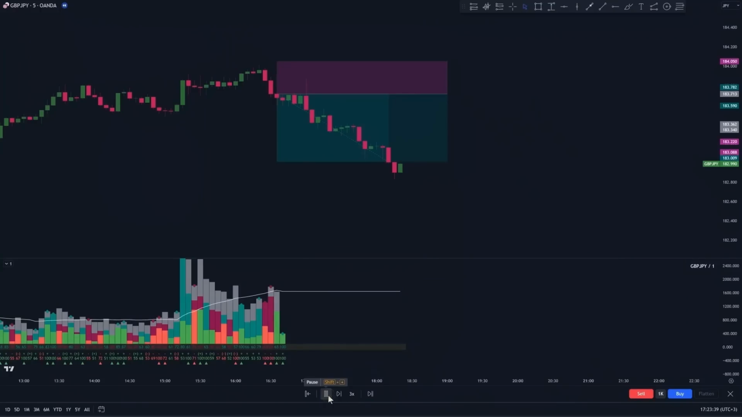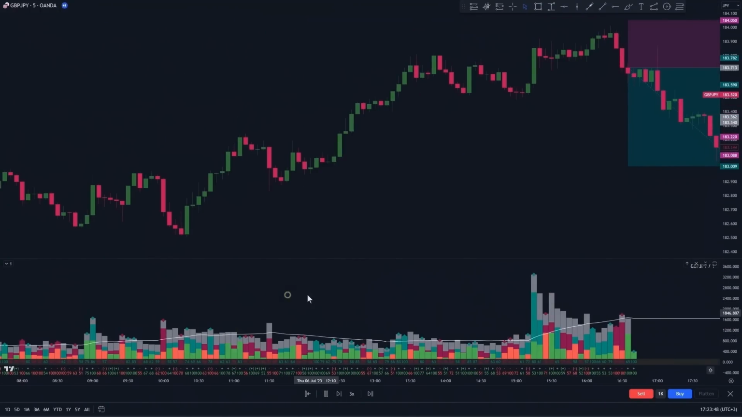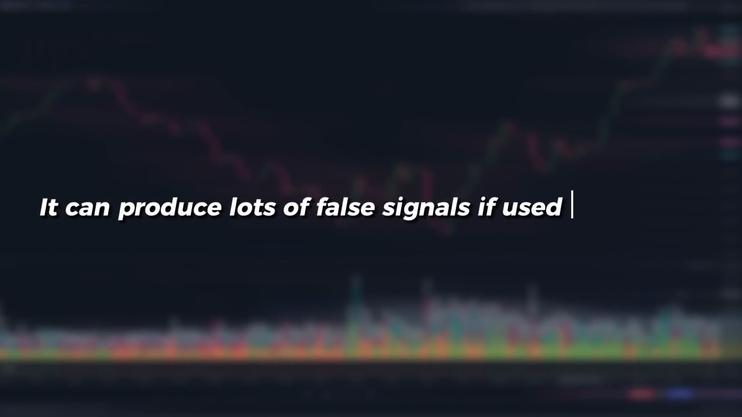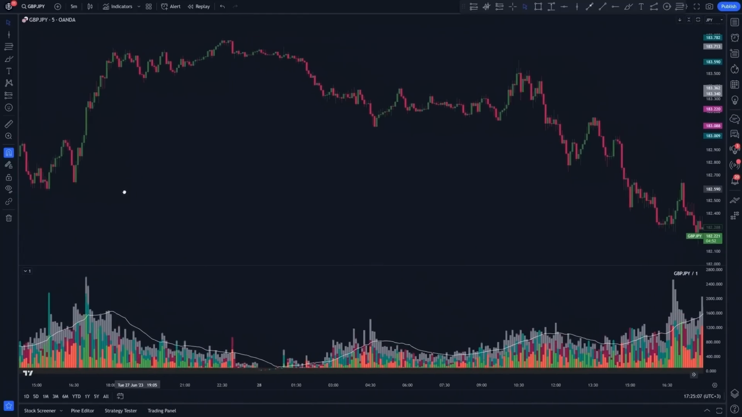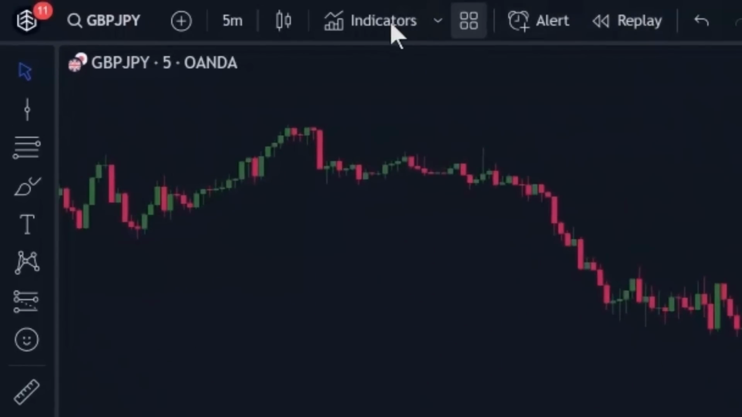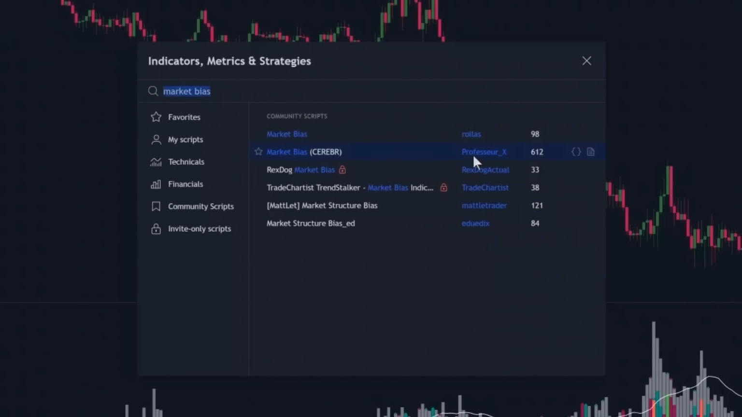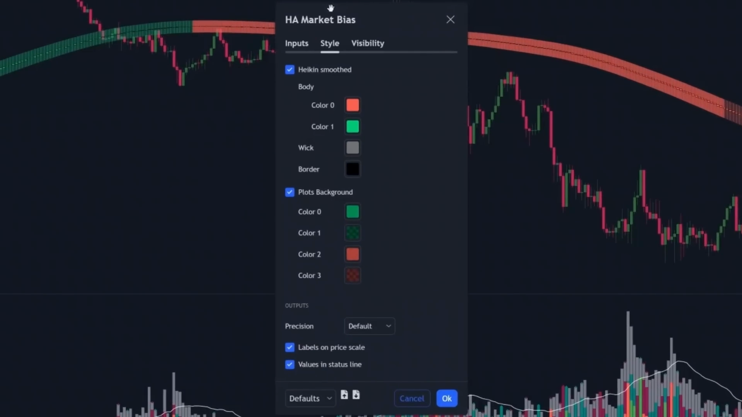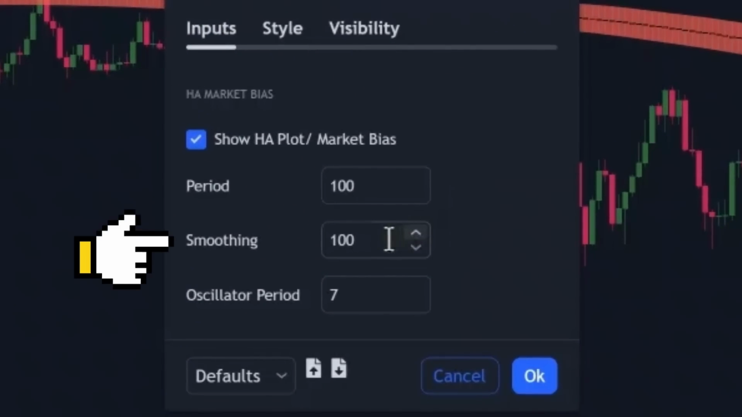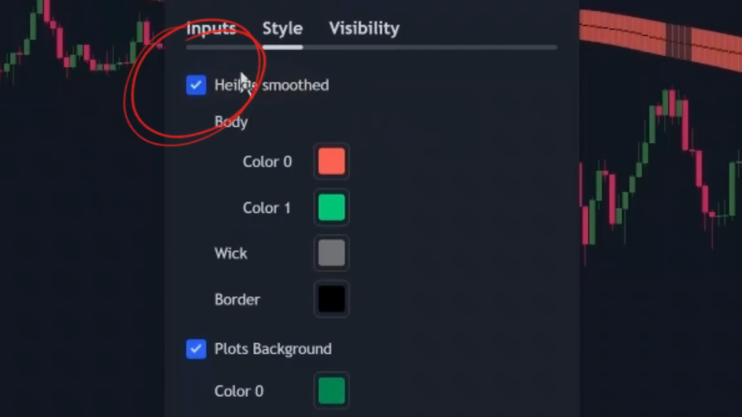Now, bear in mind that this indicator should not be used alone, because just like any other indicator, it can produce lots of false signals if used on its own. To craft our strategy, let's add one more indicator to the chart. On the indicator search tab, type in market bias. Select this one by Professor X. Double-click on the market bias indicator, and on the inputs tab, change the smoothing to 50. Then on the style tab, we're going to disable this first option.